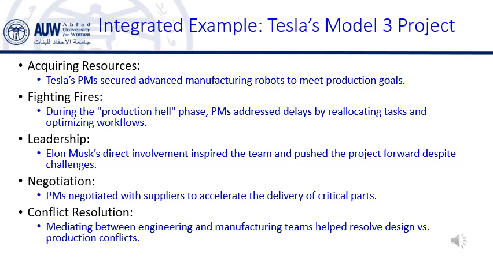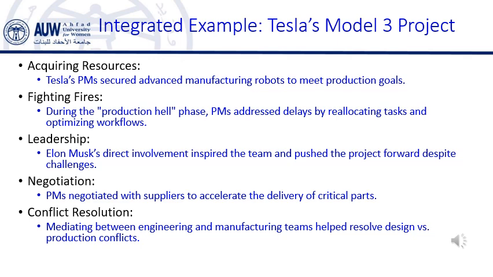For example, when automation failed, they decided to bring in more human workers to help with the production line until the automation could be fixed. This connects to the concept of problem solving and time management we discussed earlier. A PM must stay calm and find ways to address issues quickly without losing sight of the project's goals.